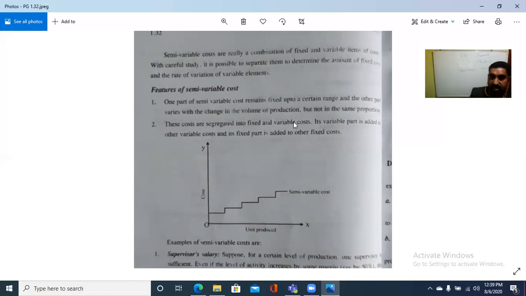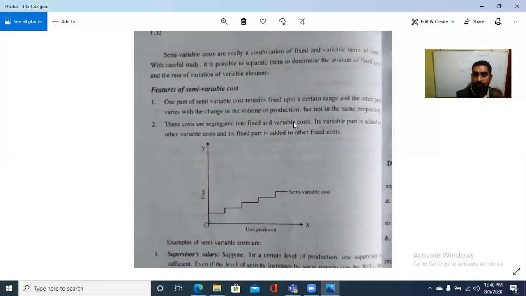It is always changing. So one part of the semi-variable cost remains constant, meaning fixed in nature, while the other part is variable with the change in the volume of production. Then these costs are segregated into fixed and variable costs. Its variable part is added to other variable costs and fixed part is added to other fixed costs. These costs are segregated, meaning differentiated, into fixed and variable costs. That is why it is called a semi-variable.